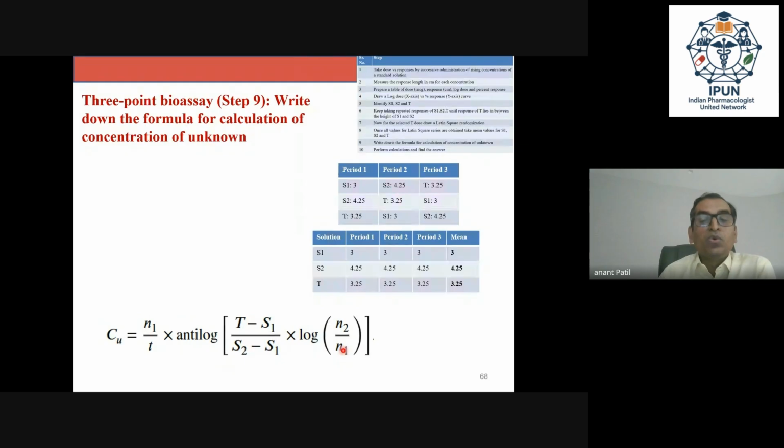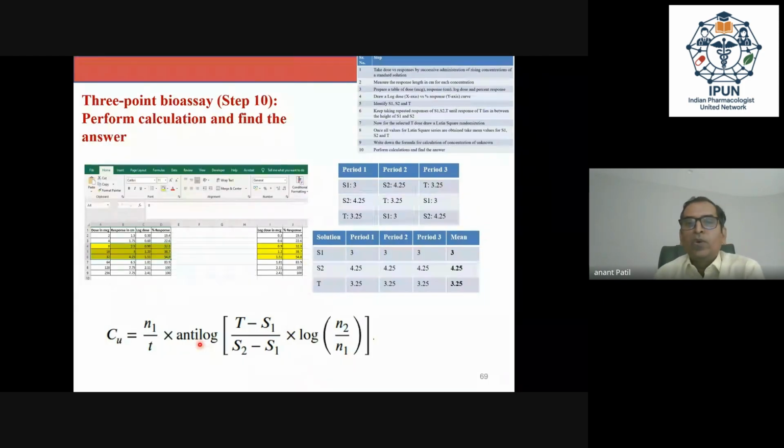I'm going to repeat it 2 more times. Concentration of unknown is equal to N1 divided by T into anti-log of (T minus S1) divided by (S2 minus S1) into log of N2 divided by N1, bracket close. Last time I'm repeating it: concentration of unknown is equal to N1 divided by T into anti-log of (T minus S1) divided by (S2 minus S1) into log of N2 divided by N1. Now let me tell you the meaning of all of these terms.